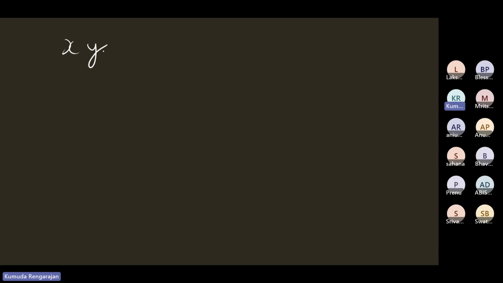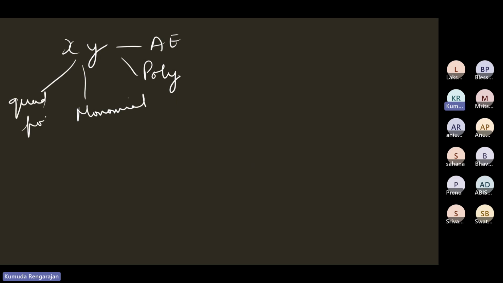So when you look at this expression, this one is an algebraic expression. It is also a polynomial. It is a monomial. It is a quadratic polynomial. Xy is an algebraic expression. Xy is a polynomial. Xy is a monomial because it has only one term. And xy is a quadratic polynomial because its degree is 2.